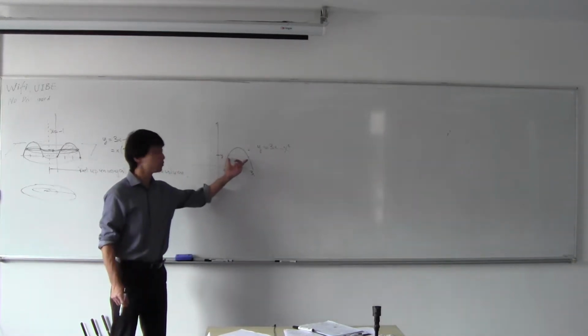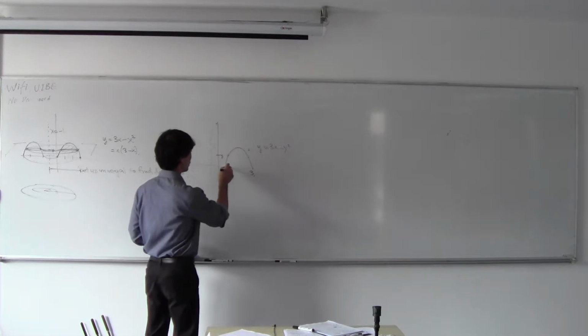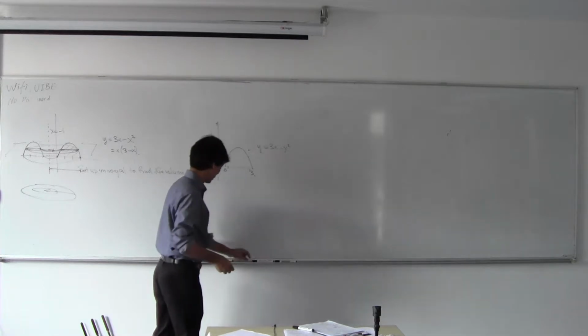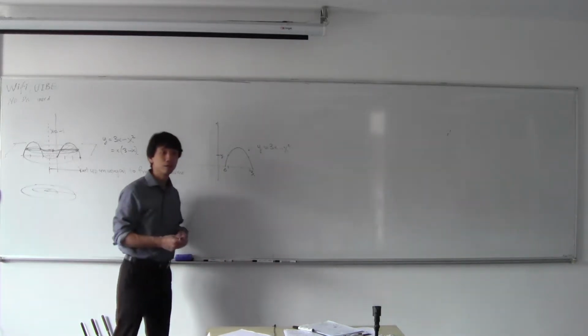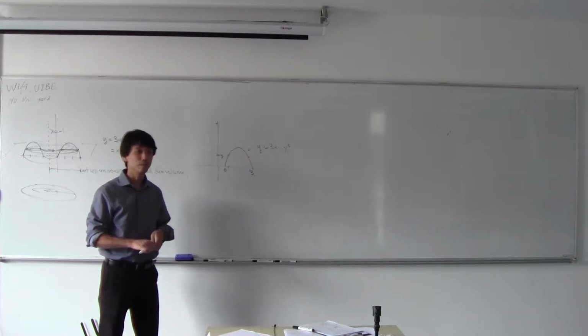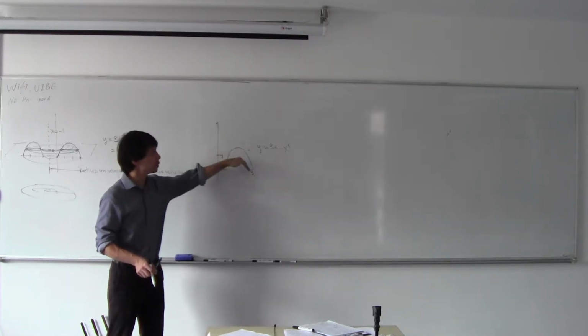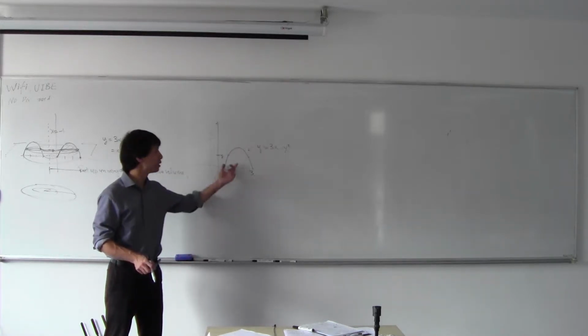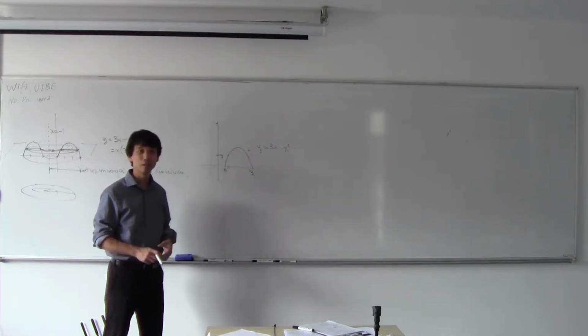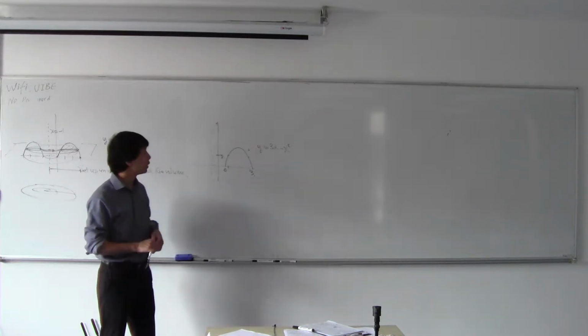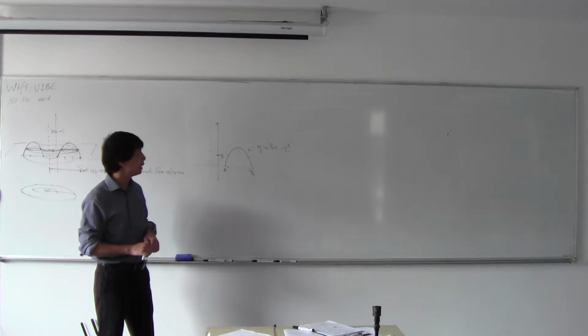What are the x values here? What are these points here? If the height is y, this is y equals 3x minus x squared. What are the x values here? You know how to do it. Does anyone know how to do it? Square root of 3x minus y?